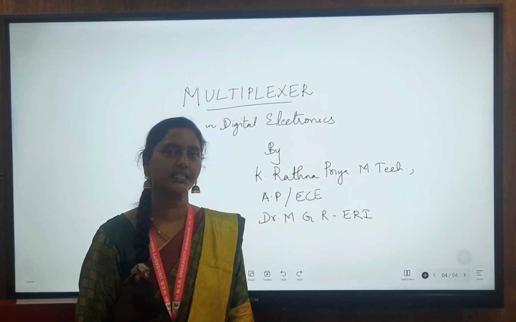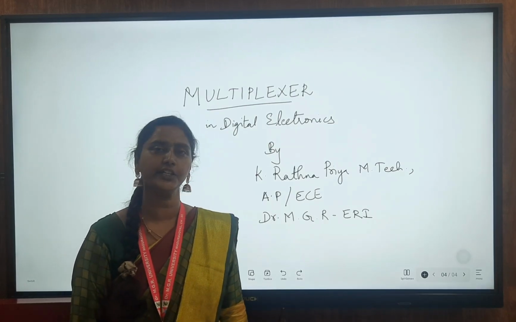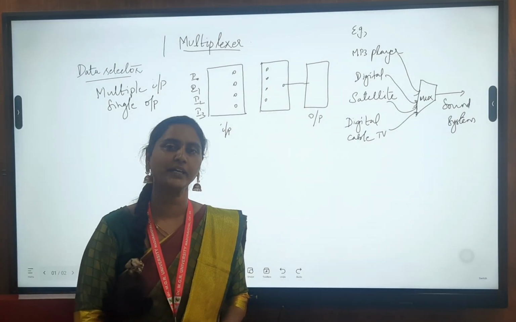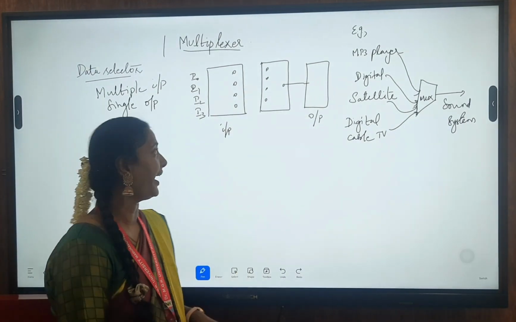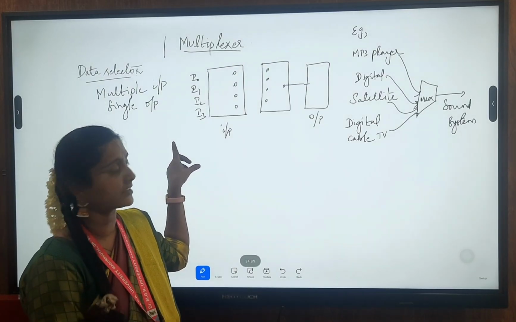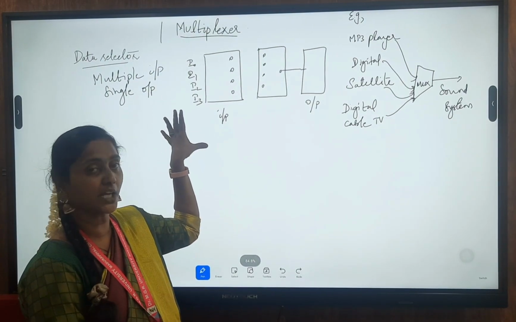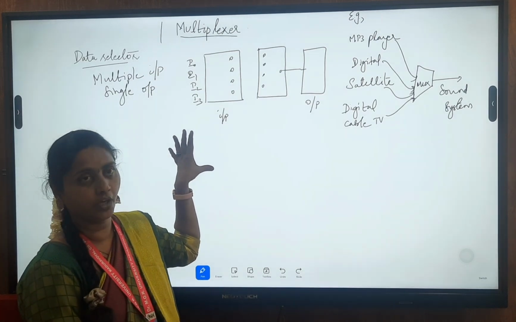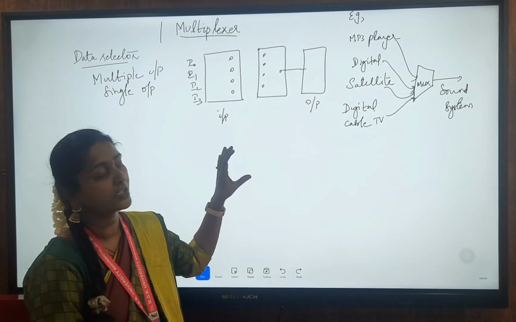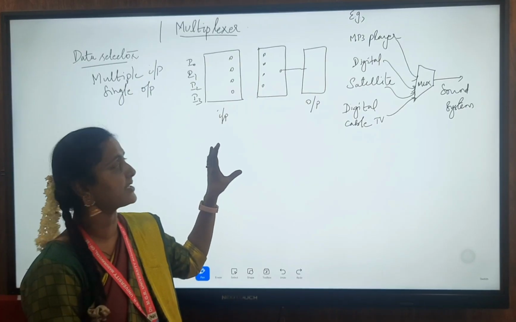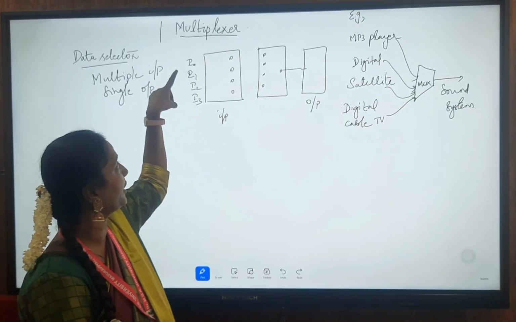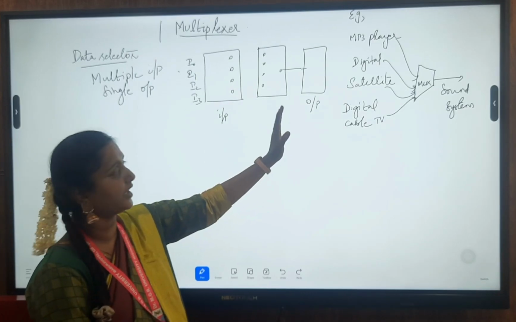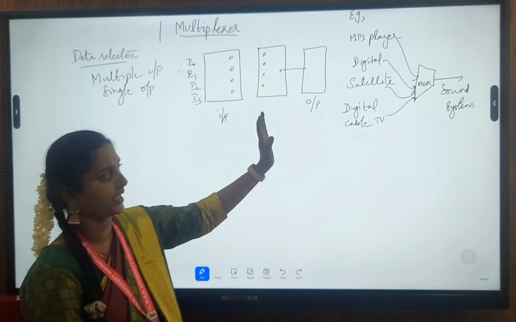So today we will be discussing the topic multiplexer in digital electronics. A multiplexer is a combinational logic circuit, which is also called a data selector. It has multiple input lines and one output. How is the one output selected? It is selected by the selection lines. If you have multiple inputs like I0, I1, I2 and I3, any one will be reflected at the output side depending upon the selection lines.